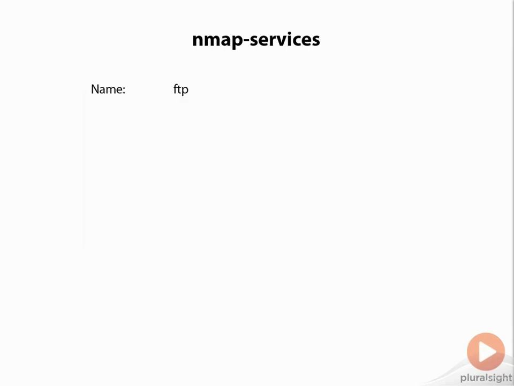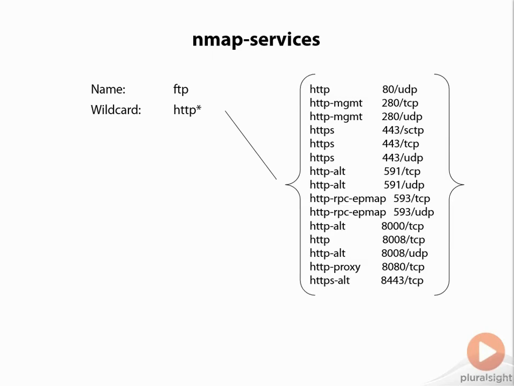So the simplest way to use the information in the nmap-services file is to specify a service by name. Nmap uses the services file to look up the port number and scan the designated port by number. Service names can also be scanned using a partial name and a wildcard, such as an asterisk, to scan all services that match the wildcarded string. For example, http* will expand to this list of HTTP services. Valid wildcards are the question mark, which matches a single character, and the asterisk, which matches 0 or more characters.